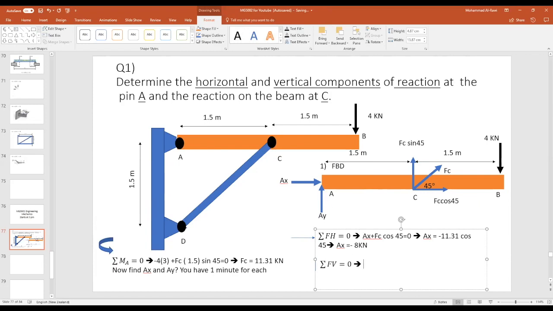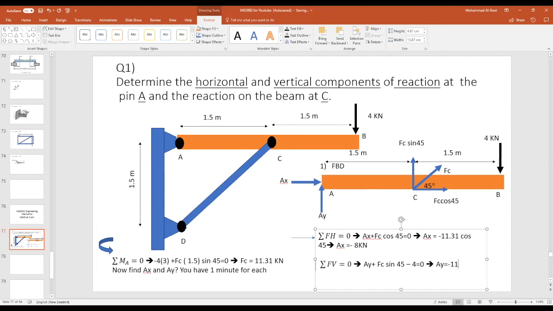So what do we have? We have AY going upwards. I just assumed that, but I don't know. Possibly I'm wrong. I'm just looking at my answers. So AY is going upwards plus, what do we have? FC sine 45. This force is going upwards, minus 4 kilonewtons equals 0.